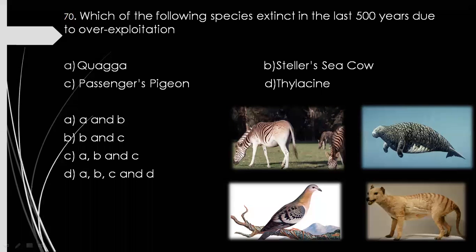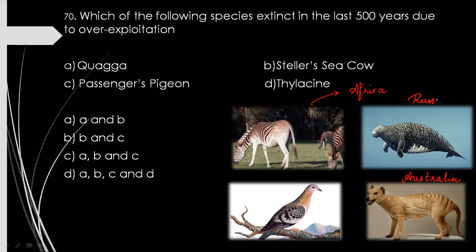So we find the quagga in Africa. Now it is extinct, but it was from Africa. And the thylacine, we find from Australia. Remember this, write it down. Where was this thylacine present? The thylacine was present in Australia and Stellar's sea cow in Russia. Please do note down.